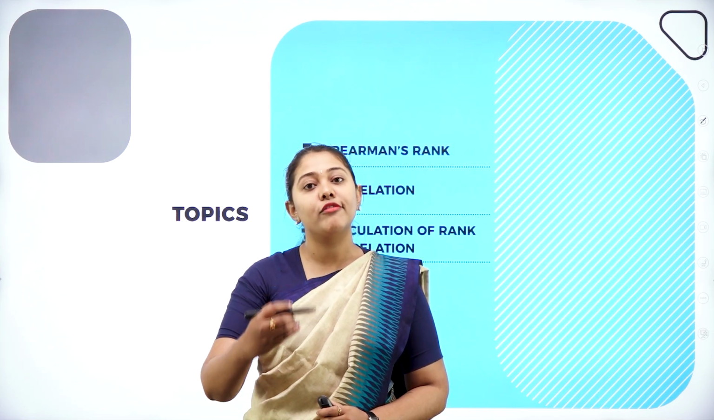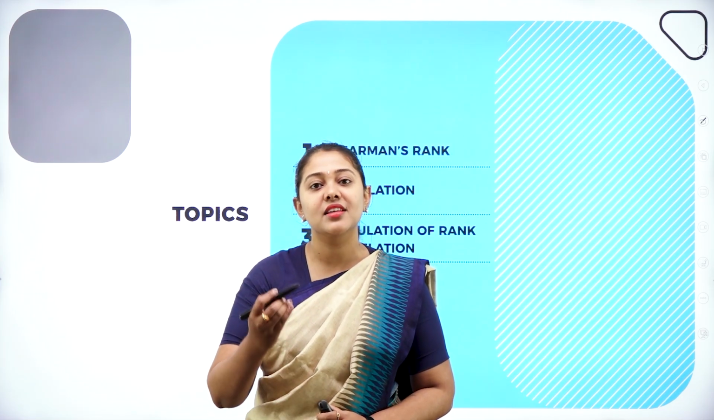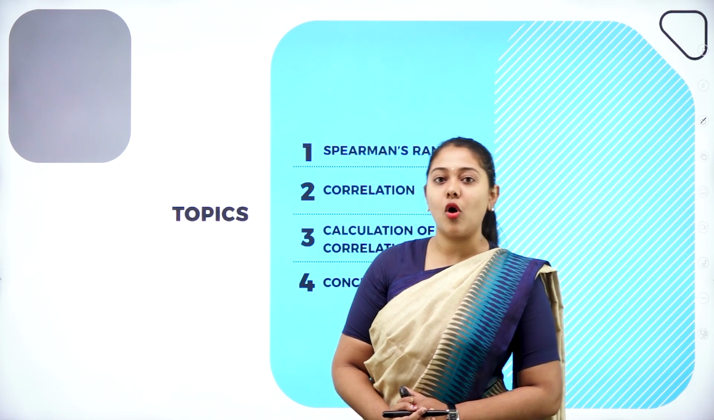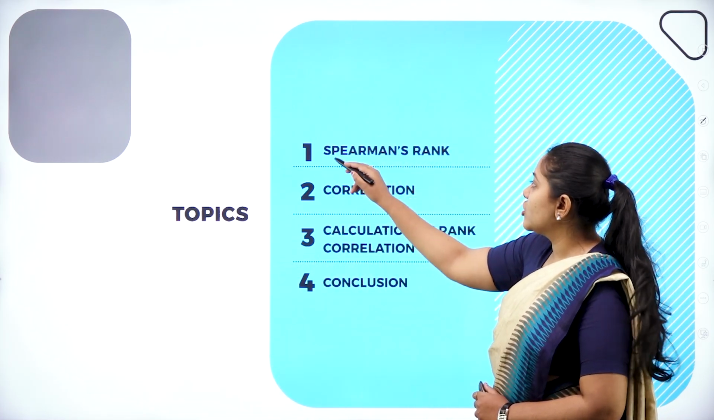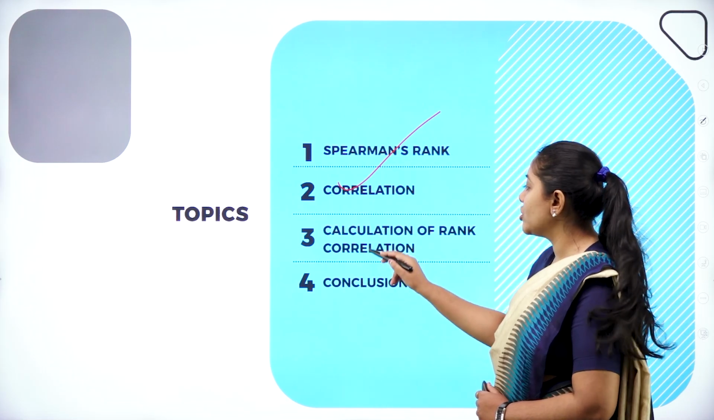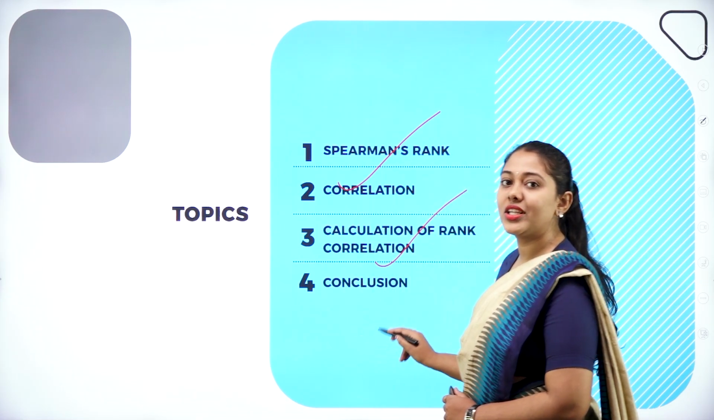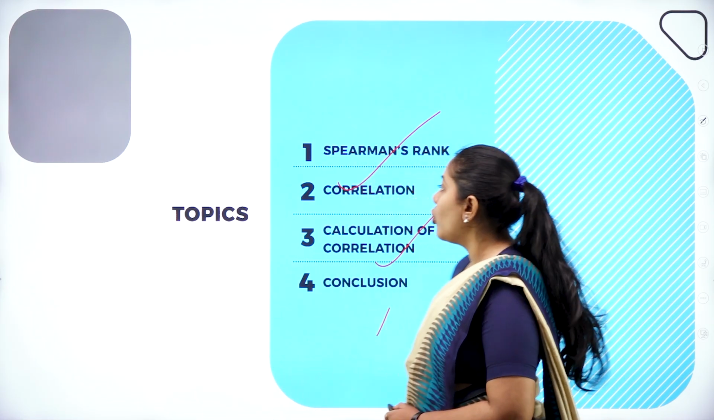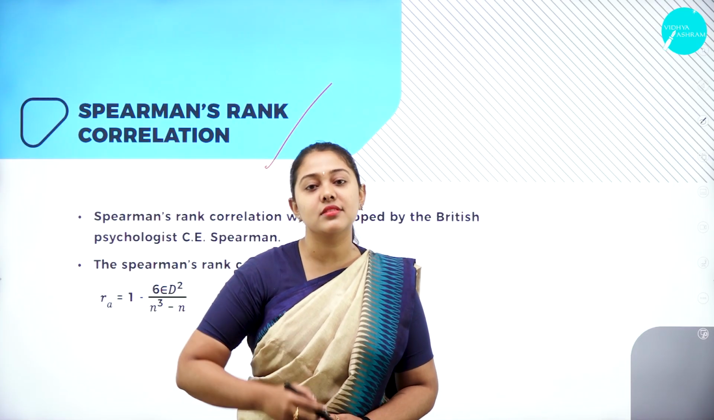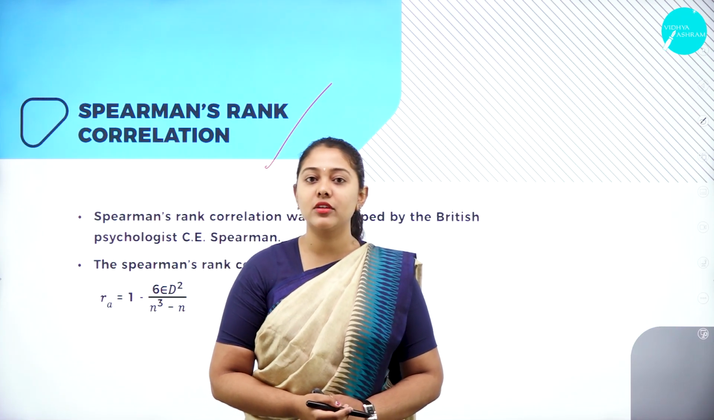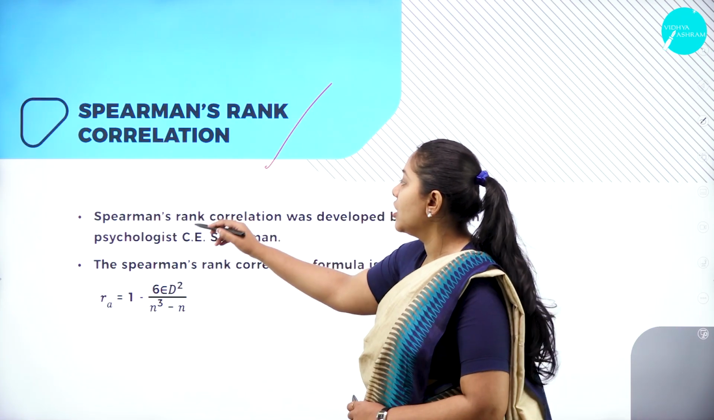In the last class, we discussed Karl Pearson's coefficient of correlation, the problems of Karl Pearson's coefficient of correlation, and the formula. In today's class, we will be discussing Spearman rank correlation coefficient. So, the topics for today's discussion: Spearman's rank correlation, calculation of rank correlation, and the conclusion. Moving forward, let us first understand what Spearman's rank correlation is all about.